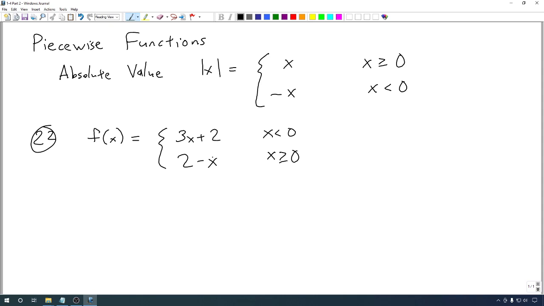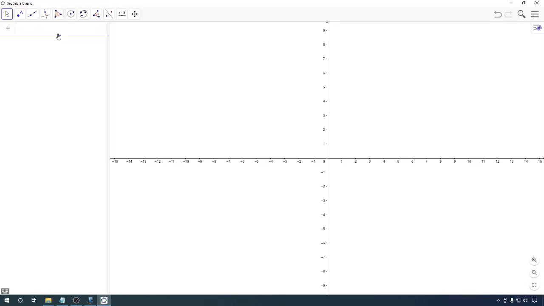Now, graphing something like that is a little tricky. If we want to graph a piecewise function in GeoGebra, we're going to have to use an if command. If you've done any programming, this should be somewhat familiar to you. But here I'm saying that f of x is going to equal, when x is less than 0, I'll put my condition here, that x is less than 0. When that is true, I want it to graph 3x plus 2. When that's not true, I just put a comma here and I put 2 minus x.